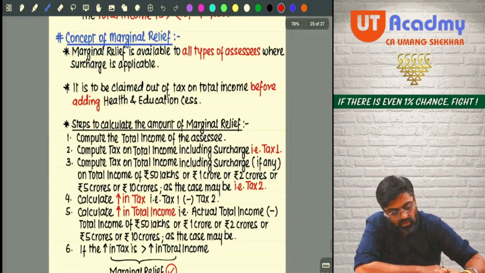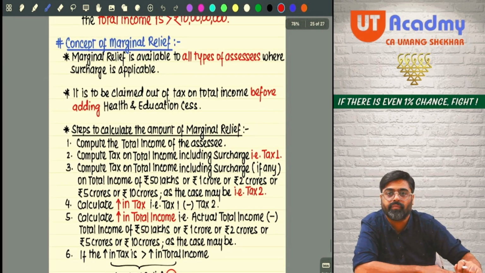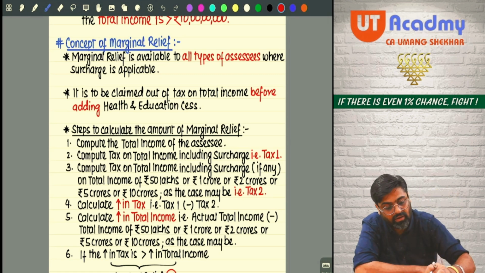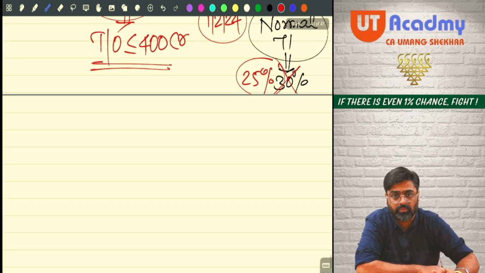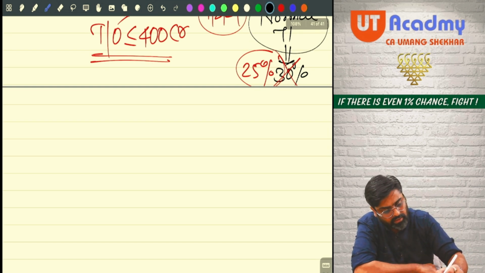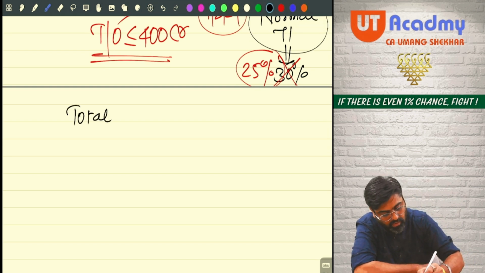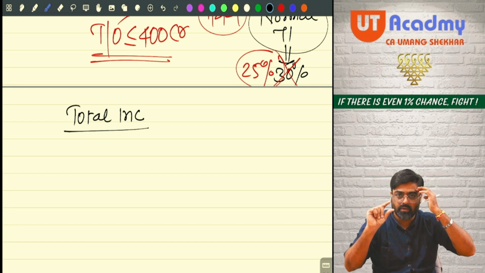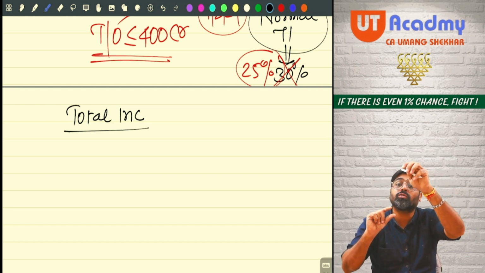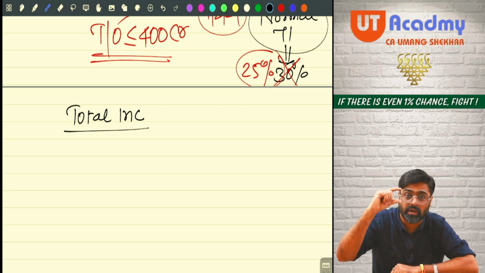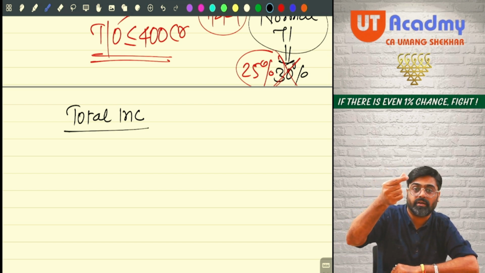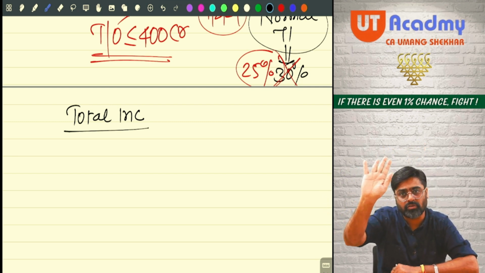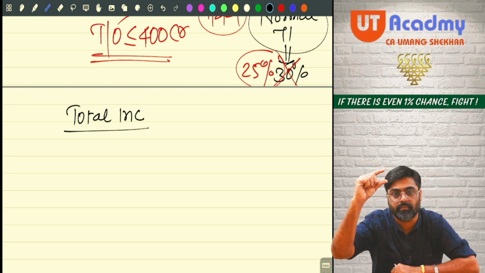Okay. Now, there is a small concept of marginal relief. Once we are through with this concept, the chapter will be over. But before that, I would like to tell you about one more concept. Whenever you calculate your total income, you are supposed to think that this includes special income also, this includes normal income also. I am talking about total income, the income on which you are supposed to apply the tax rates. Yes or no? Some part you will apply special rate, balance part you will apply normal rates.